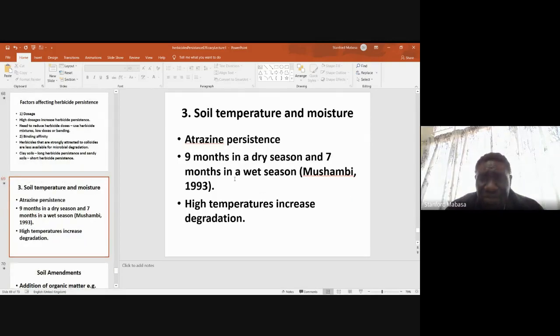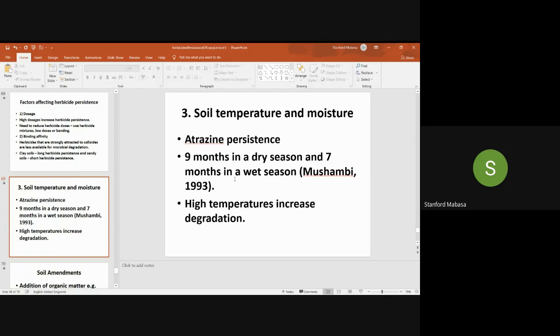Soil temperature and moisture. Atrazine persistence was affected by the seasons. In a dry season, atrazine could last for 9 months, and in a wet season, it could last for 7 months. Also, high temperature tends to increase degradation.